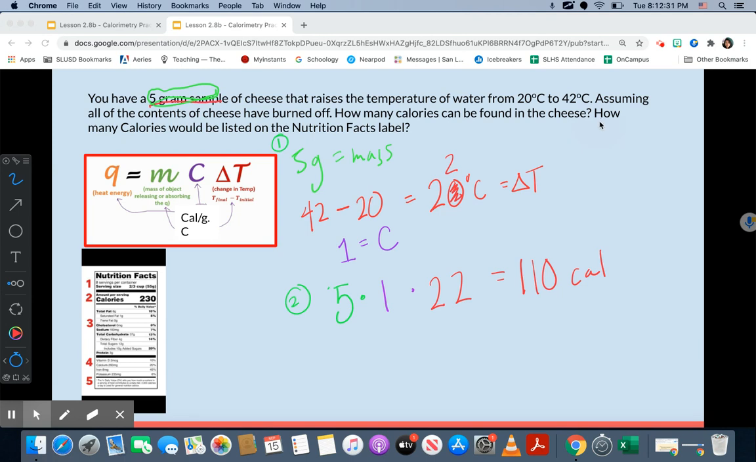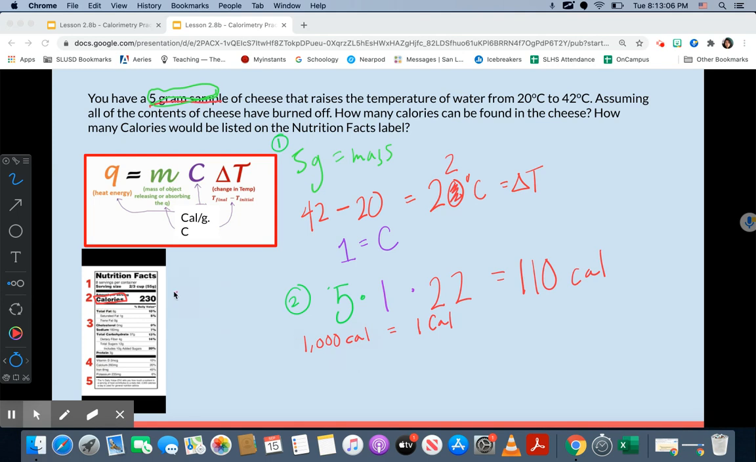And the second part of this question asks, how many capital C calories would be listed on the nutrition facts label? So in class and briefly in the video, I mentioned that all the calories you see in your nutrition facts are in capital C. And that's because 1,000 lowercase c calories is equal to 1 capital C calorie. You might ask, why use the same name for 2 different units? And that's because it has a lot to do with marketing.